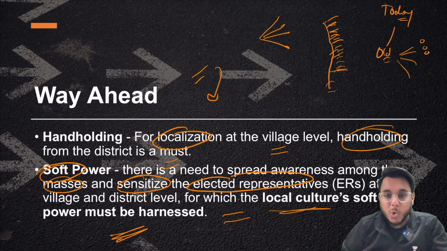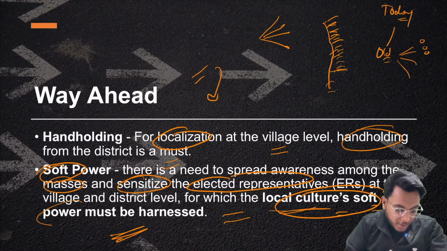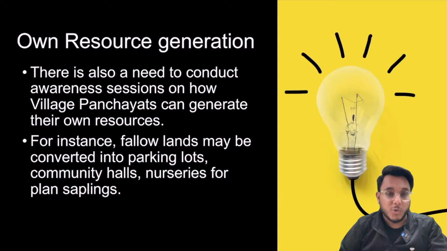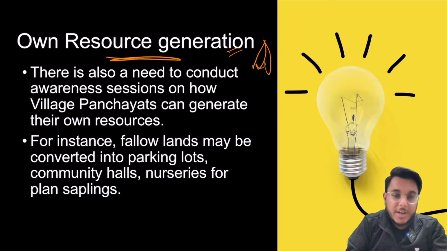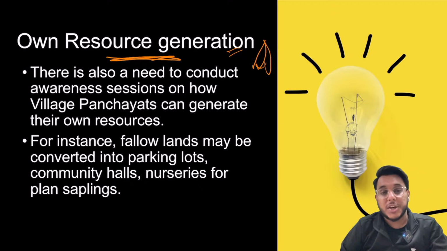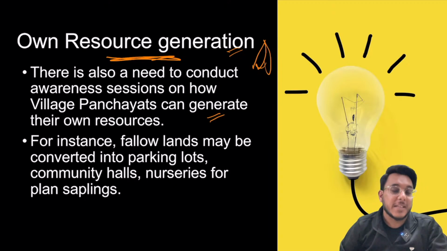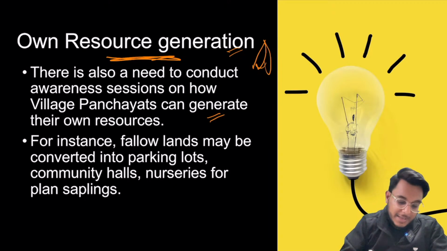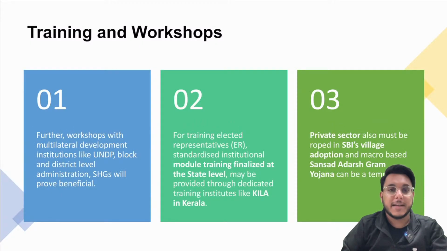So basically, the local cultures have certain practices and traditions which we need to harness. Next, villages and panchayats need to be given the capacity to generate their own resources. Why? Because for the implementation of SDGs, money is needed, and how they can generate resources is to be taken up. For example, fallow lands and empty lands can be converted into parking lots, community halls, and nurseries. Fine, this is something that can be taken up.